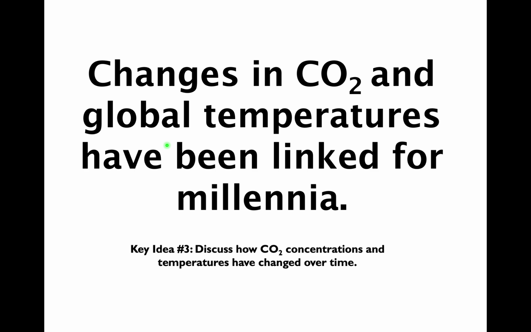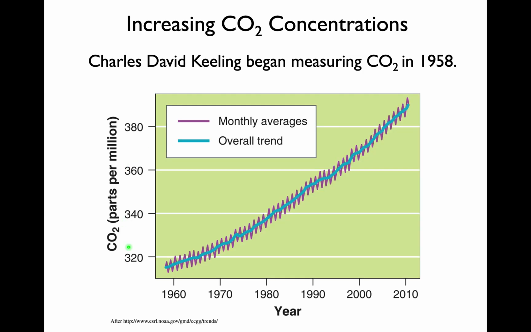So let's start with the first key idea. Number three, changes in CO2 and global temperatures have been linked. There's been this linkage for a long time between how ups and downs in CO2 can relate to ups and downs in global temperatures. This is data taken from the year 1958 up to about 2009, 2010. And I have another graph after this. Overall, this is CO2 in the atmosphere, parts per million, and it has been a pretty obvious linear trend from 1960 to 2010. And notice there are monthly averages.